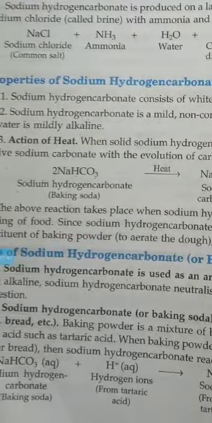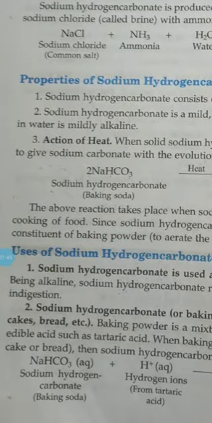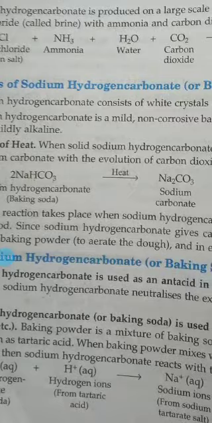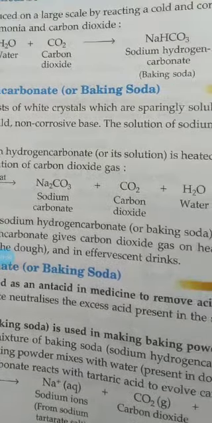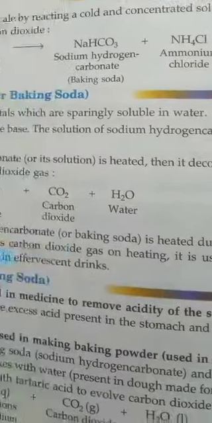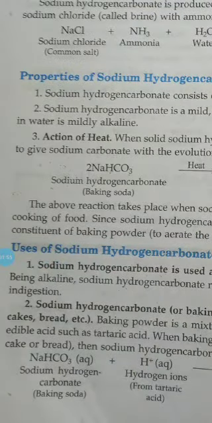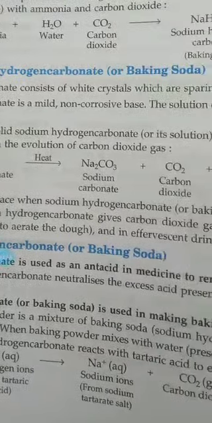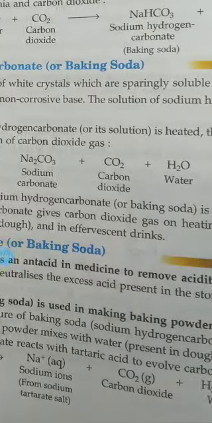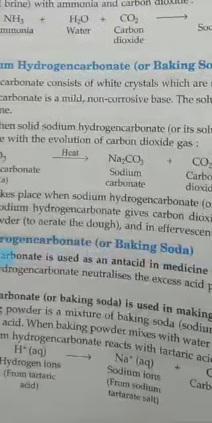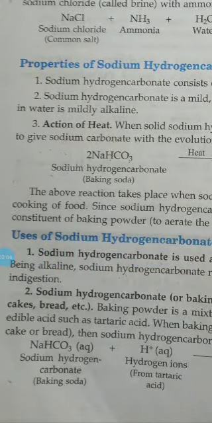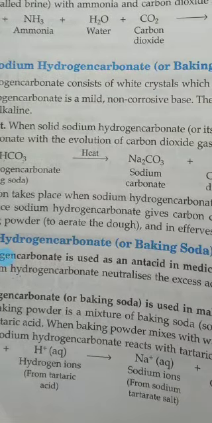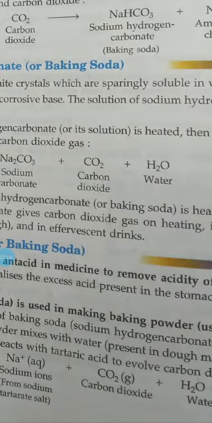Sodium hydrogen carbonate is sparingly soluble in water and it consists of white crystals. Sodium hydrogen carbonate is a mild non-corrosive base. The solution of sodium hydrogen carbonate is alkaline in nature. When sodium hydrogen carbonate is heated, sodium carbonate, carbon dioxide and water are formed.